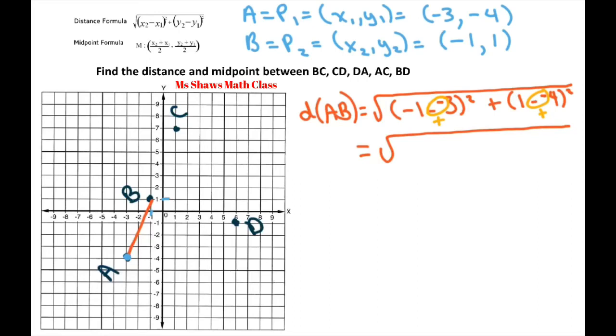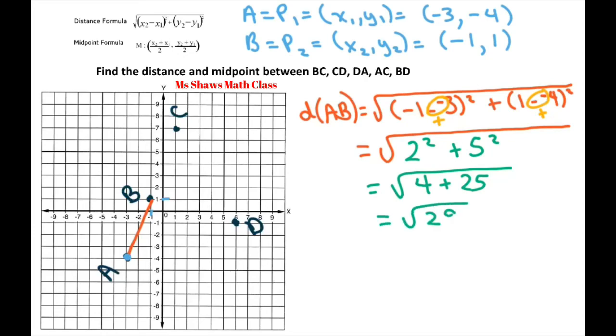-1 plus 3 is 2. And 1 plus 4 is 5. So that equals the square root of 4 plus 25, which is the square root of 29. We can't break that down because it's a prime number.